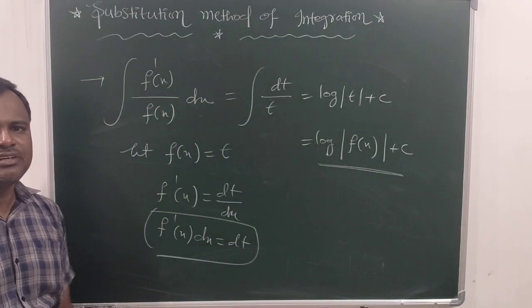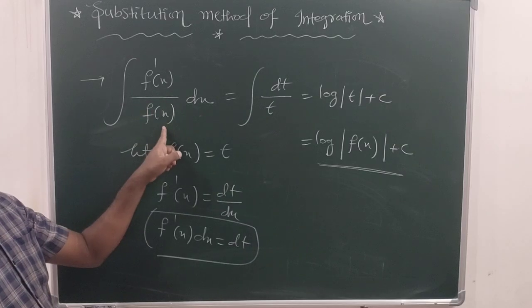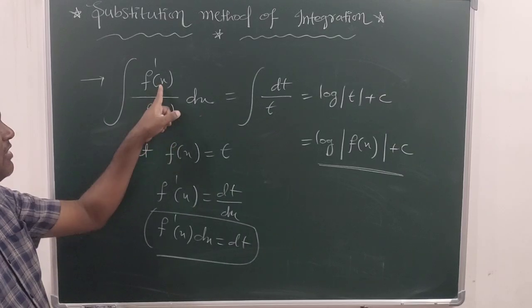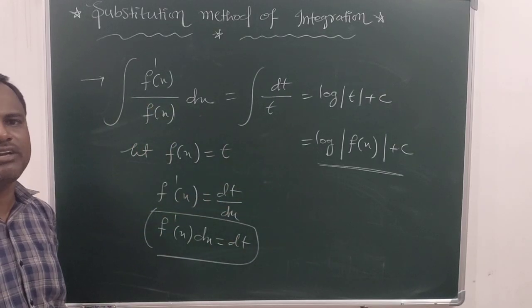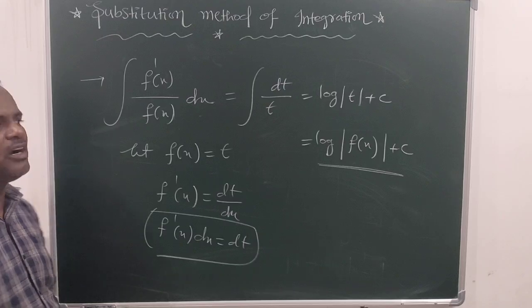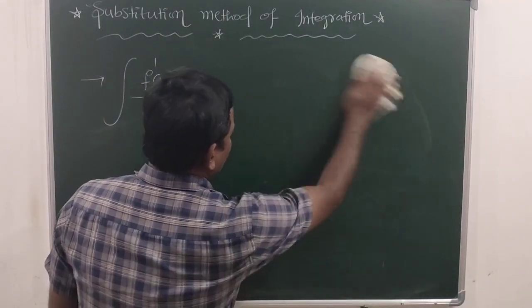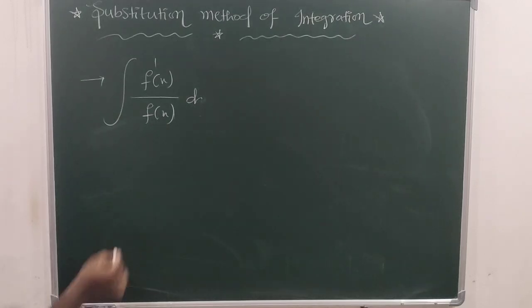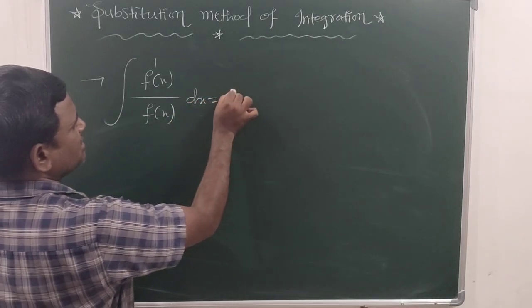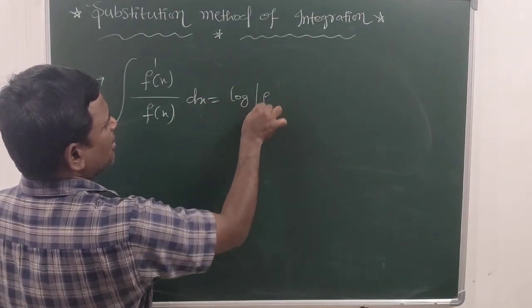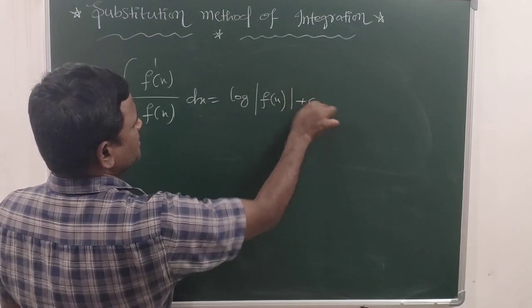Okay students, so whenever the derivative of a function is given in the numerator, then the required result will be log mod f of x plus c. See, I am giving you a problem. What is the result for this? Log mod f of x plus c.